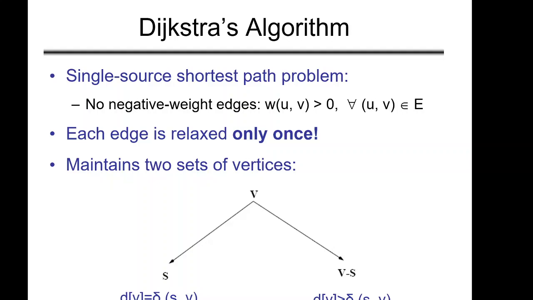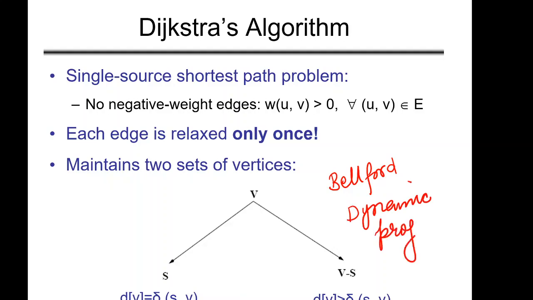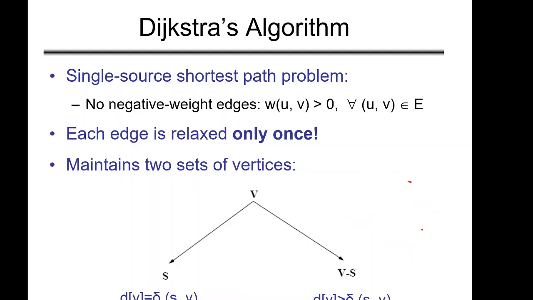Now let's have a look at Dijkstra algorithm. The algorithm that we have covered, that is Bellman-Ford algorithm, is from dynamic programming paradigm. Whereas Dijkstra algorithm belongs to greedy algorithm paradigm. It is basically very much similar to Prim's algorithm.